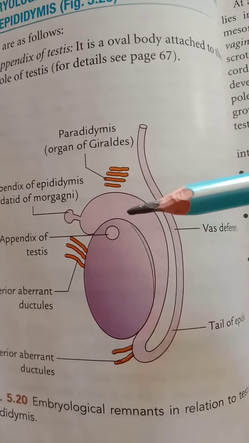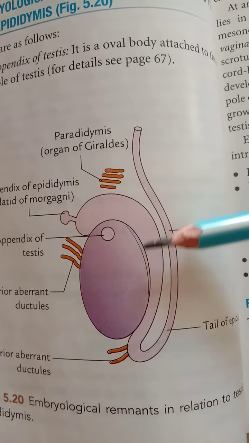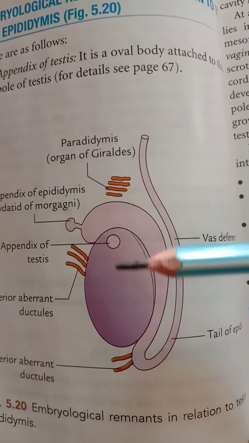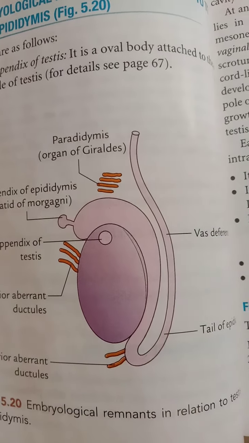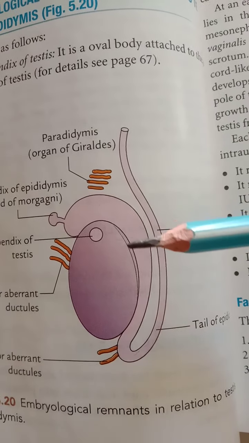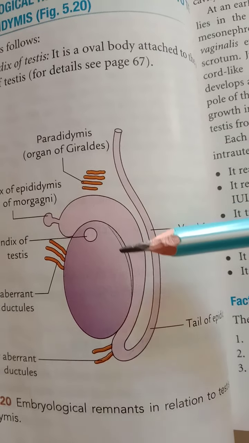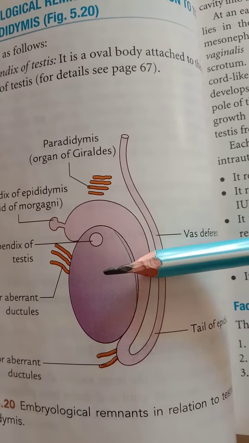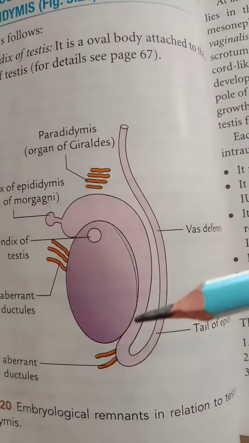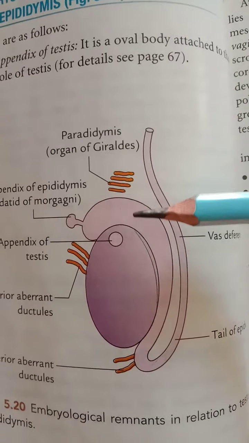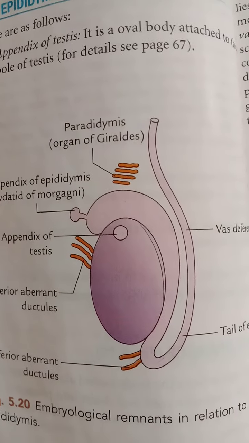Then the functions of the epididymis. First, storage and maturation of the spermatozoa. Second function, the absorption of the fluid, and third, addition of substances to the seminal fluid to nourish the maturing spermatozoa. So that is the function done by the epididymis.